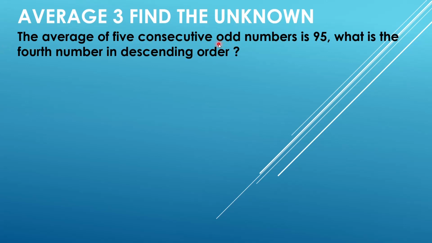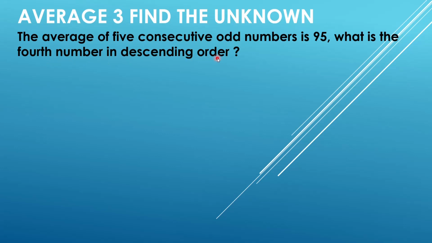So what have they given? Odd numbers are 1, 3, with a difference of 2, and they are not divisible by 2. This is given as the average of 5 consecutive numbers. Here we don't know which number they are asking, but they have given the average. So a5 is given here. What is the fourth number in descending order?